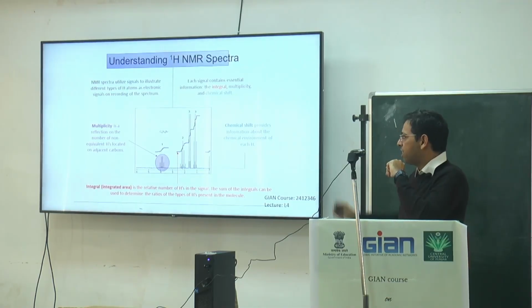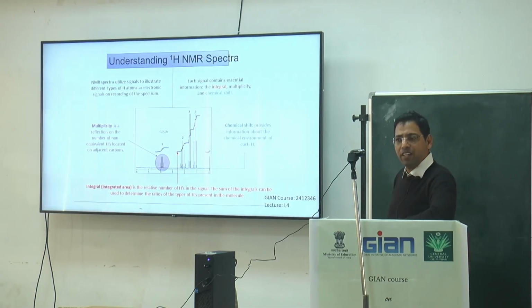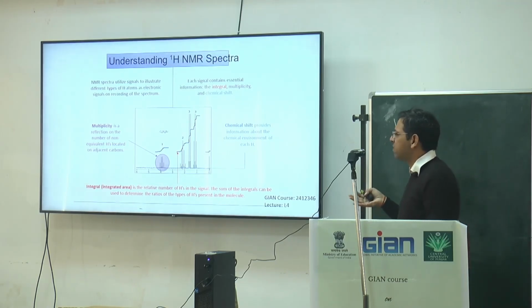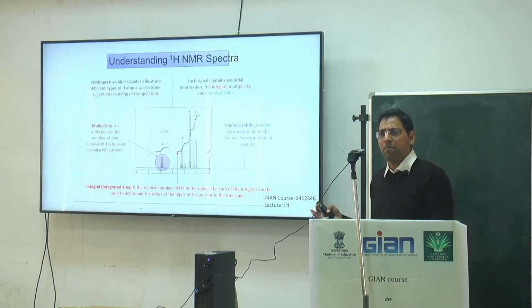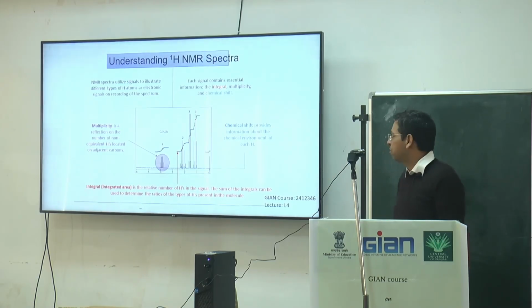So this is the NMR spectrum, and it has 3 different parameters that we have to take care of: the integral, the multiplicity and the chemical shift. I will explain the chemical shift a little bit and skip the integral and the multiplicity, because we have many parts to cover, and how we analyze the data is the most important for us.